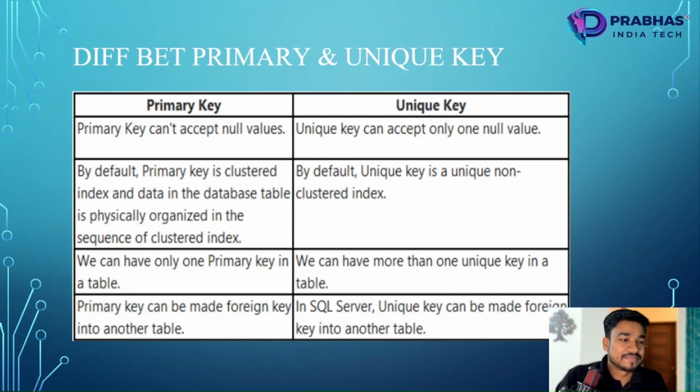Okay, and the next difference is the foreign key. Related to the foreign key, it means that with the help of a primary key we can maintain the relation to other tables with the help of a foreign key, and also with the help of a unique key we can maintain the relation for a foreign key in another table as well.